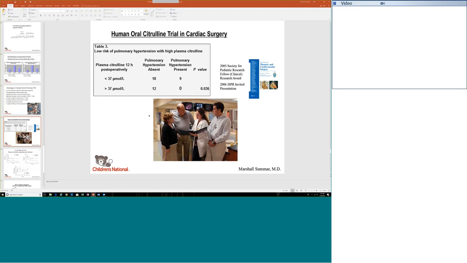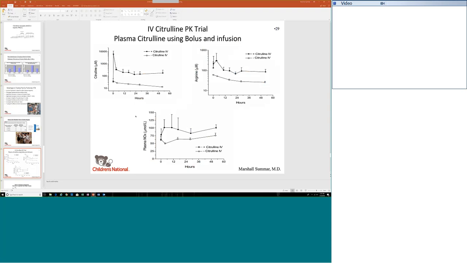But what we found is that the patients who did absorb enough citrulline to raise their levels did not develop pulmonary hypertension. We thought that's interesting, but it also means we've got to do it a little differently. So we went to an IV model, and we had to develop an entire PK model around how much citrulline do you give?